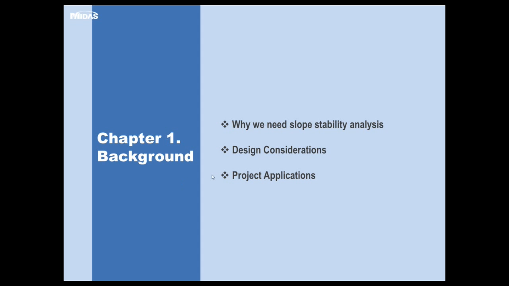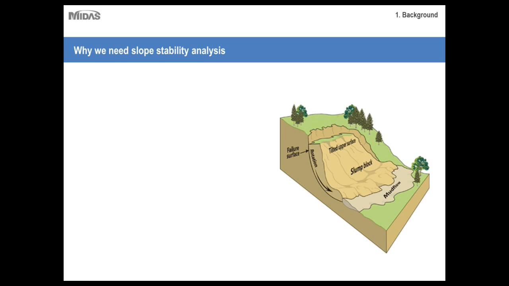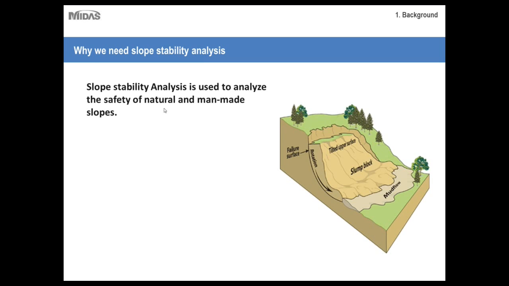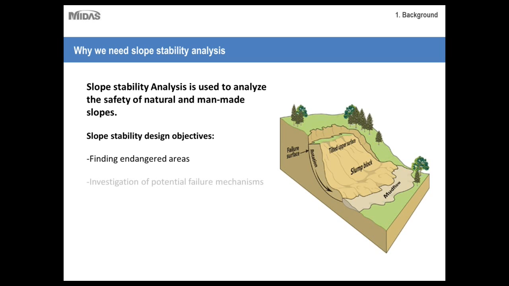First, Chapter 1, we'll go over briefly the basics of slope stability. Why exactly do we need slope stability analysis? Typically it's used to analyze the safety of natural and man-made slopes. The main design objectives of slope stability include the following. We want to find endangered areas, areas that might be compromised or in danger due to the possible failure of a slope.